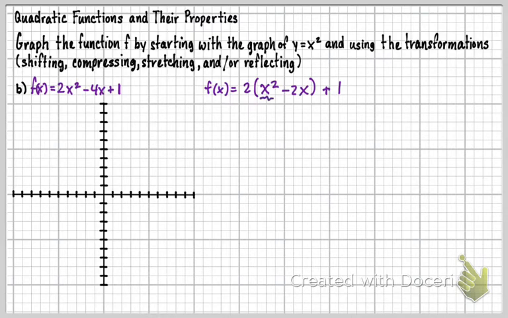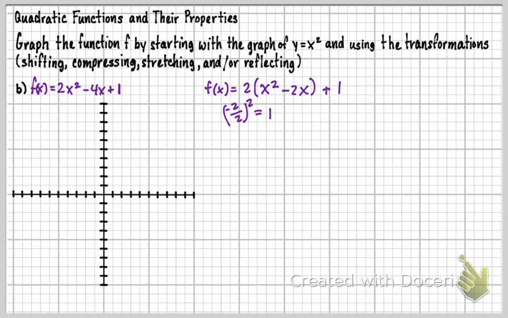What I'm going to do with the inside is still take half of the b and square it. So I'm going to take negative 2 over 2, and then square that, which equals, oops, I should say positive 1. So I'm going to have to add a 1 in here, so let me use a different color so you can see that. I'm going to have a plus 1 in there. But really I'm adding a 2, because the 2 outside I have to multiply by that 1, which gives me a 2. So I'm really adding a 2 here.